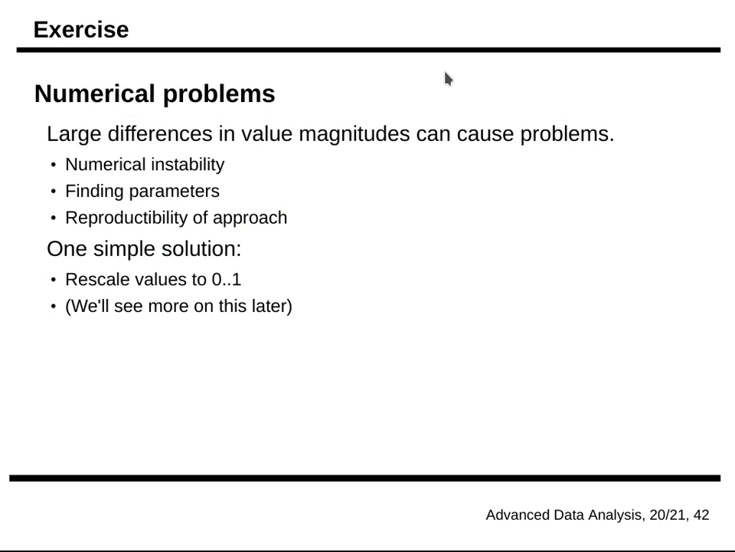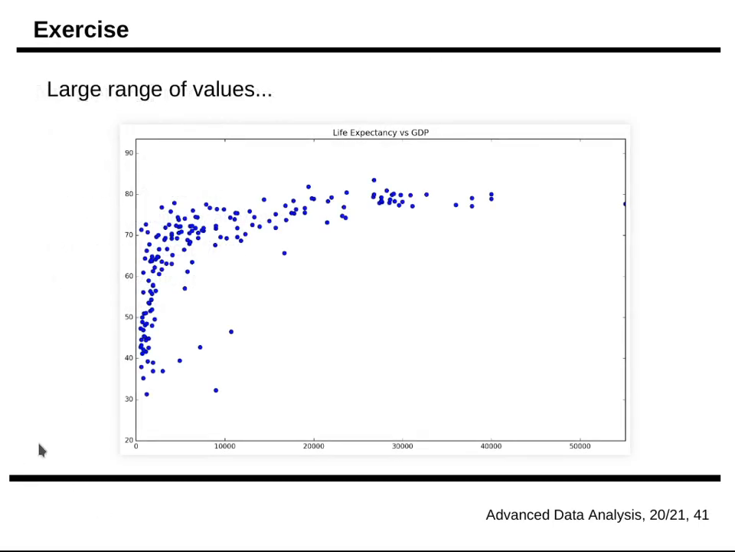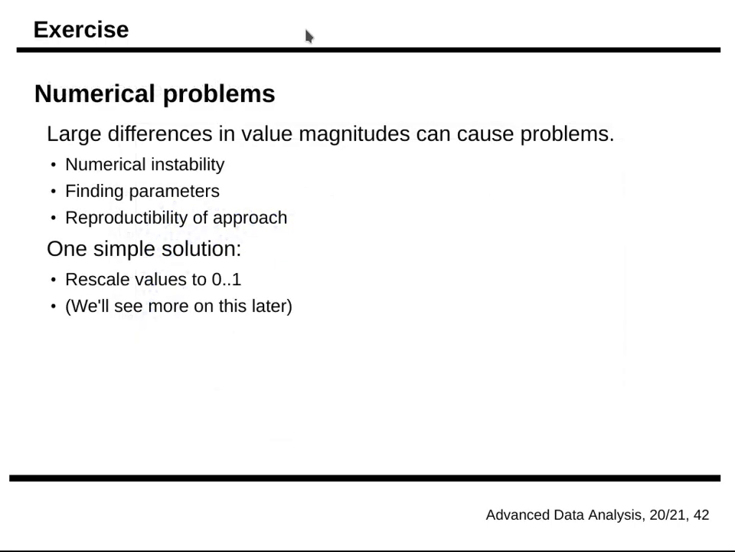Another thing that this example serves to illustrate is the problem of large differences in magnitude. For example, per capita GDP goes to about 60,000 here in Qatar, and life expectancy ranges from 20 to about 80 something years. So we have values that are on very different scales, and this gives us two problems.